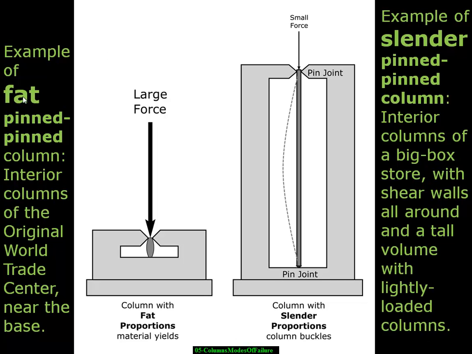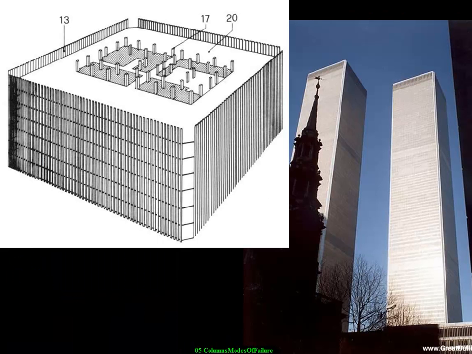And as a consequence, they tend to have slender proportions. A classic example of a fat pin column would be at the base of the original World Trade Center. And this is an image of that building. It's a fairly poor image in some ways because this tube around the outside consists of huge numbers of columns which are welded to really thick spandrel beams all the way around. They're not properly represented in this diagram.